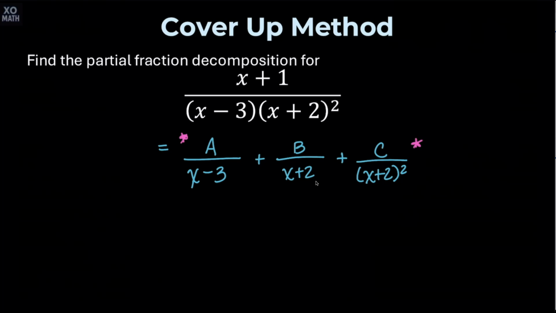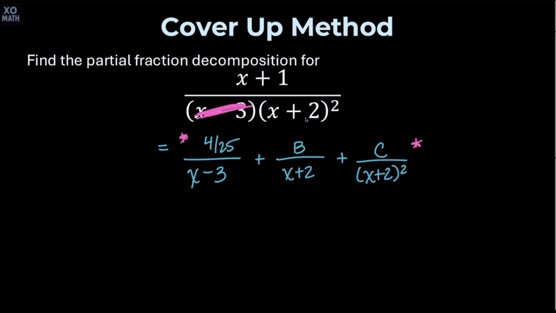So let's go ahead and try to find a and c right away. So we'll think about 3 is what's going to zero this out. We'll go ahead and cover up x minus 3. If we substitute in, 3 plus 1 is 4. And then 3 plus 2 is 5. 5 squared is 25. So we have 4 over 25. Wow, that's kind of nice to just get that out of the way, right? So we have 4 over 25.